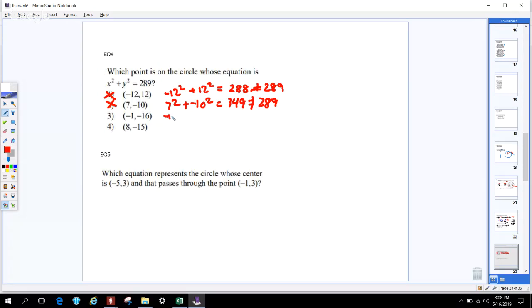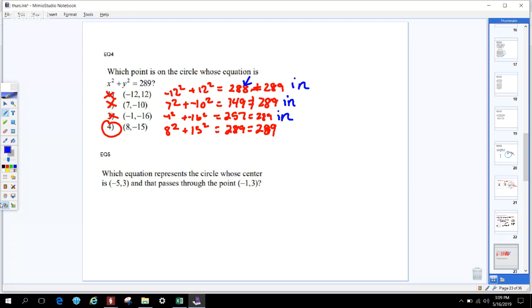Then I'm going to put -1 in. -1 squared, 16 squared, 256. Does 257 equal 289? No. So it's got to be choice 4. That's going to give you 8 squared, which is 64, plus 15 squared, which is 225. So they equal. So it's choice 4. Coincidentally, because this one is smaller, this one would be inside, this one would be inside, and this one would be inside. If that number was larger, like 300, then it would be considered outside the circle.